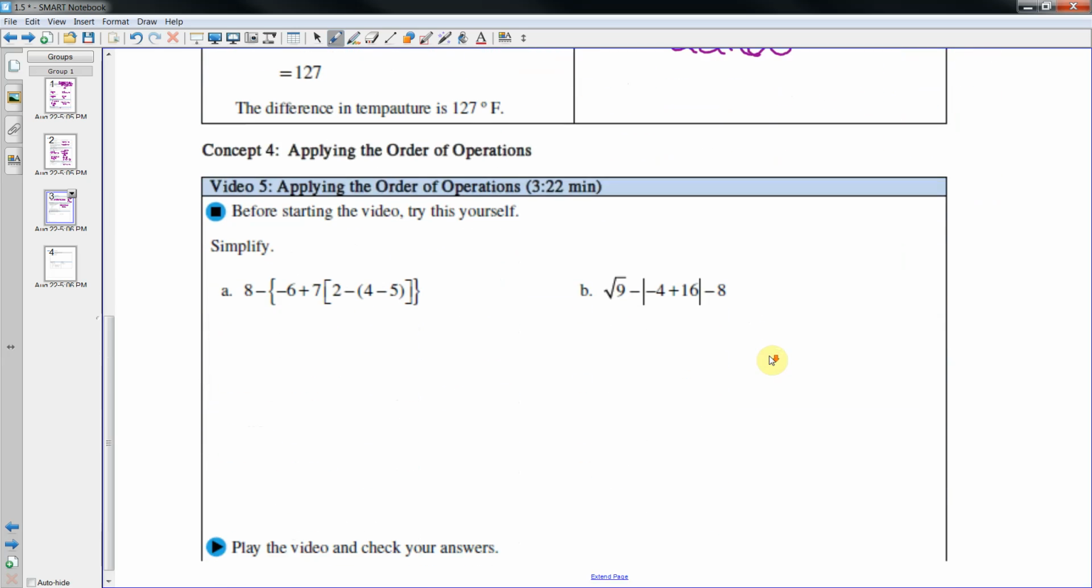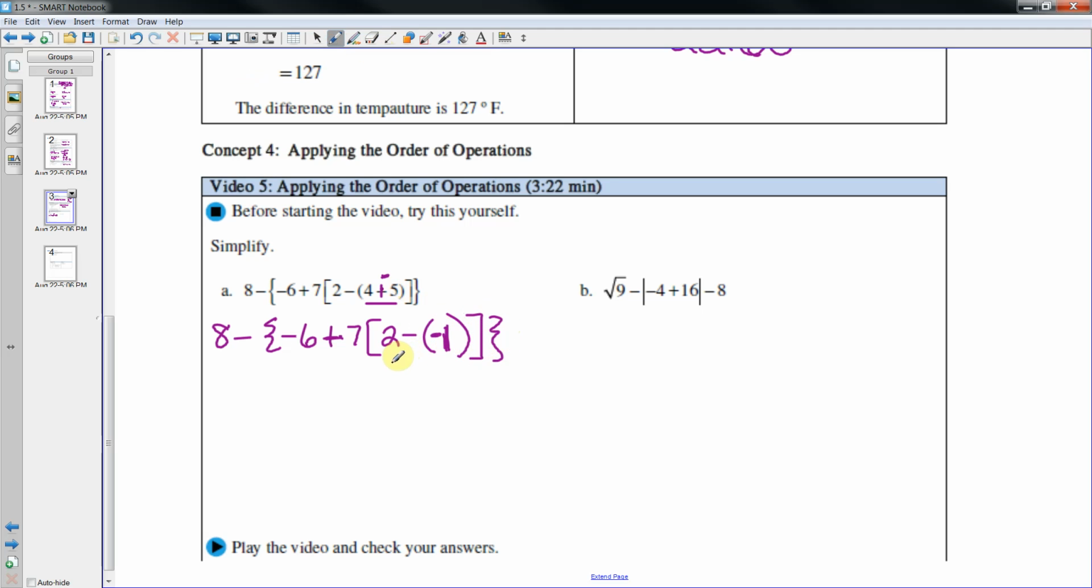Alright, order of operations, let's do a couple of these. Let's just do the one on the left. We have brackets, parentheses, and braces. Remember, we work from the inside out, so I'm going to start here. So I'm going to rewrite 8 minus negative 6 plus 7, bracket 2 minus 4 minus 5, subtract and keep the sign of the larger, so 4 minus 5 is going to be 1, and it's going to be negative. Erase that little mark, like it never existed. Okay, so that's going to be negative 1.